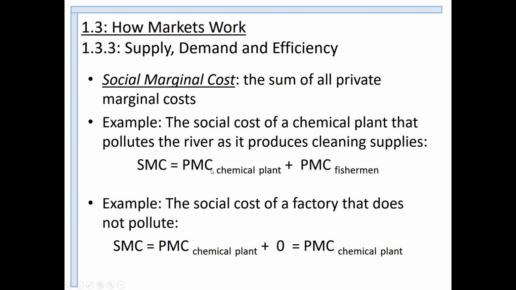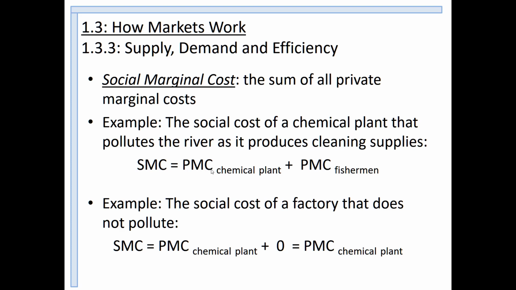First, we have the private marginal cost. To produce Clorox, a chemical plant has to hire workers, it has to hire chemical engineers, it has to pay for all sorts of chemical inputs. I don't know how to produce Clorox, but there's going to be a cost. The first part of the social marginal cost is just the private marginal cost of the firm itself, which is producing the cleaning supplies. Now, let's assume that this plant is polluting the river though as it produces the output.